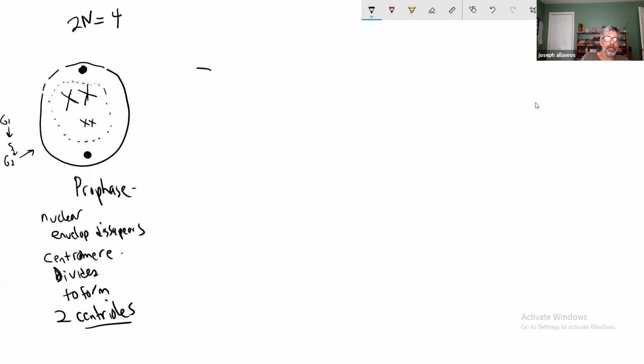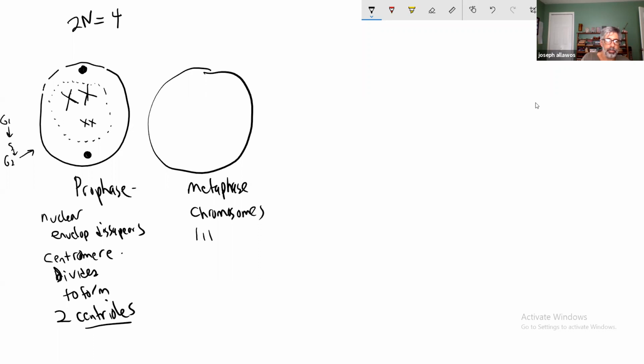What about metaphase? Let's draw metaphase. In metaphase, we're going to say chromosomes line up on the equator of the cell.